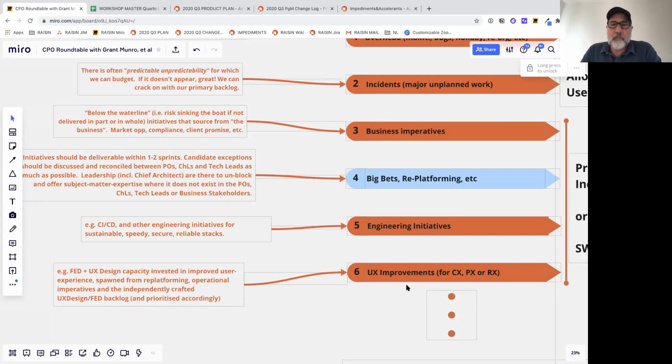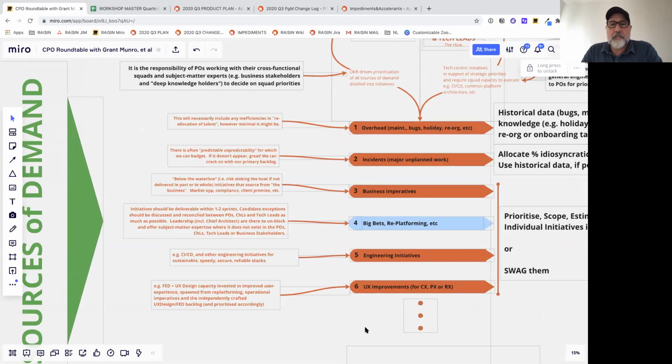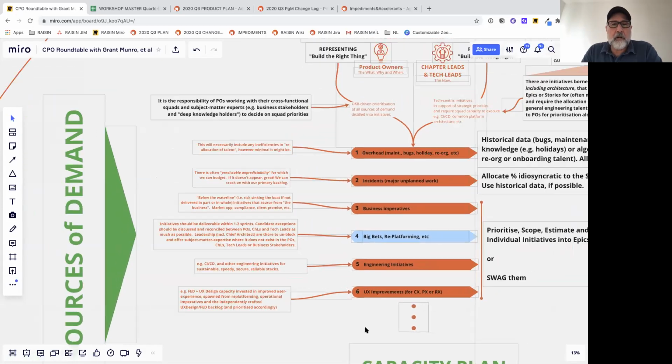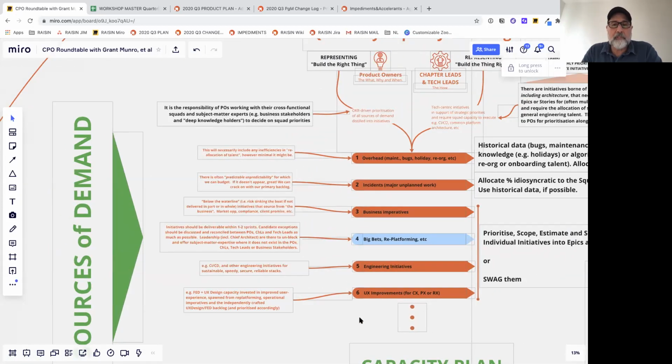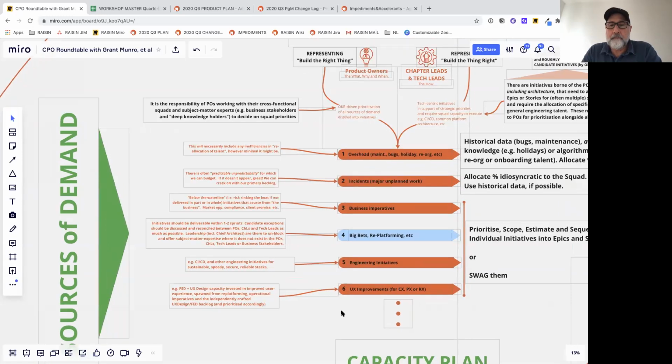And then there's UX improvements. This is for us, we have 3 different customer segments: customer experience, partner experience, and Raisinair experience, which is the internal tooling. And, you know, there's a ... here. So it's just a matter of, we wanted to make sure we curated all of these things, and I'll show you a bit more about how we do that in a second.